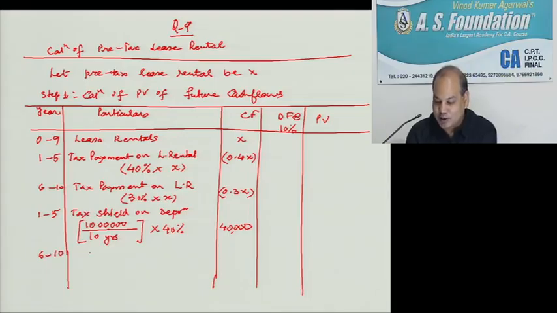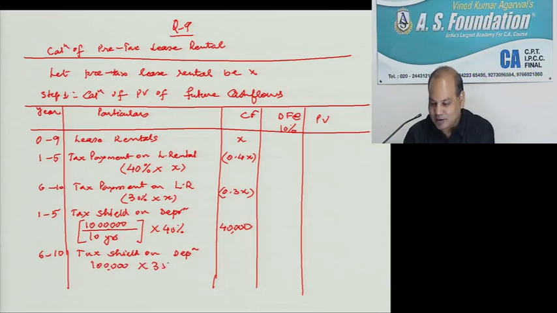Many of you are found to be sleeping. 6 to 10. You didn't react only. Only 3% reacted. Tax shield on depreciation for next 6 to 10. 1 lakh into 30%. How much? 30 lakh? 30,000. Is there any salvage value in this problem? No.